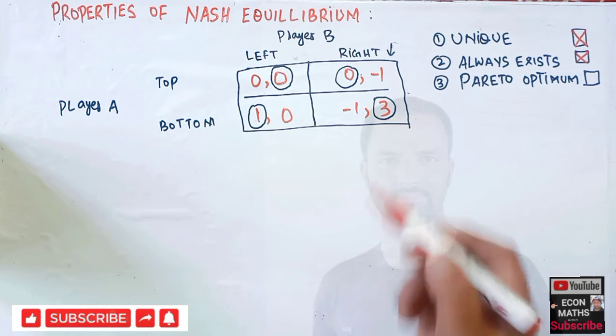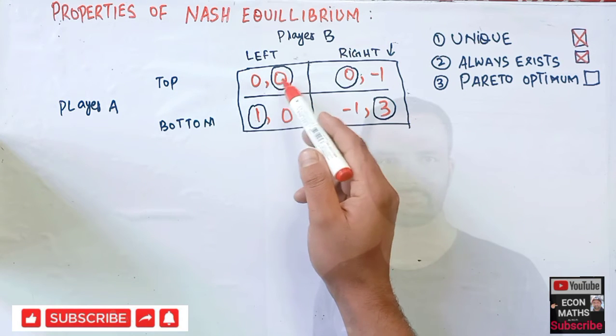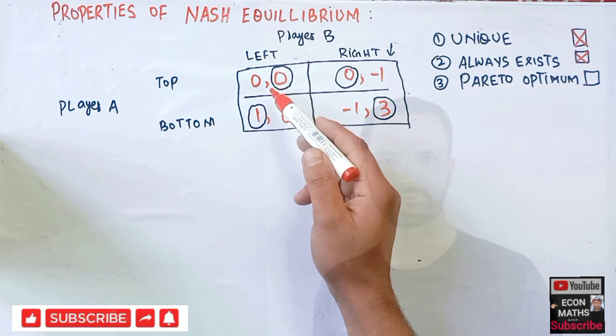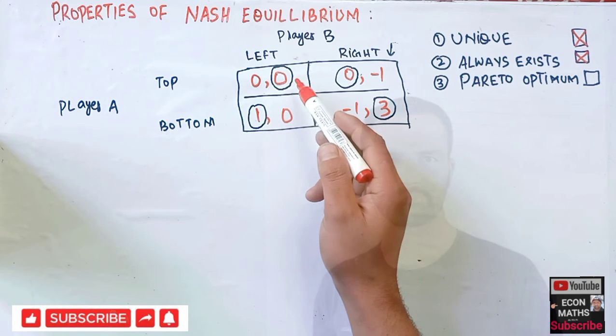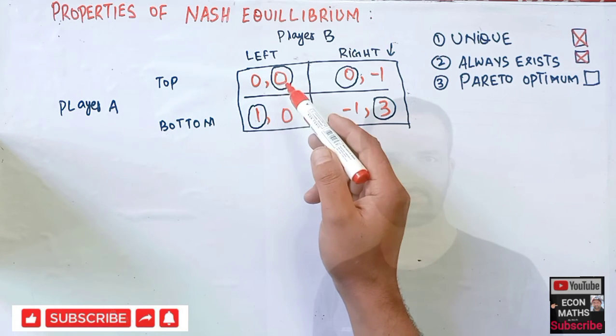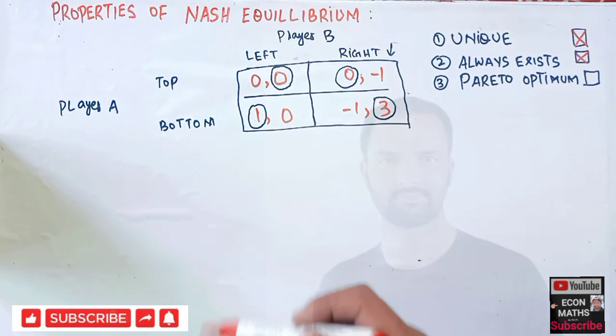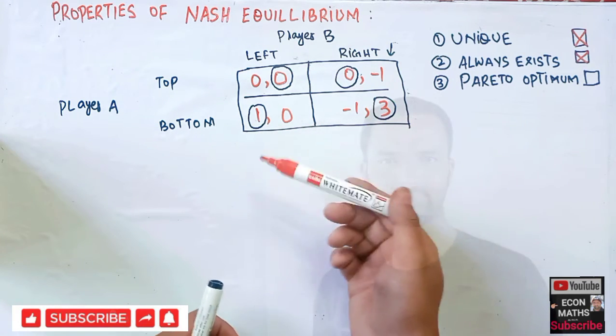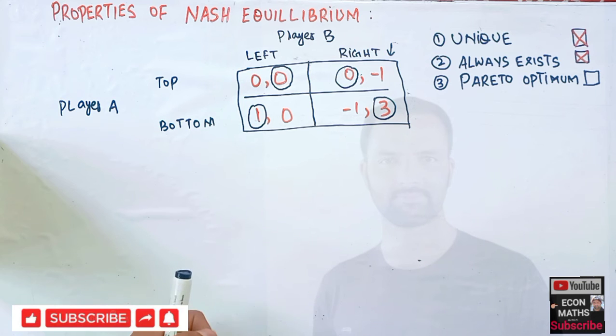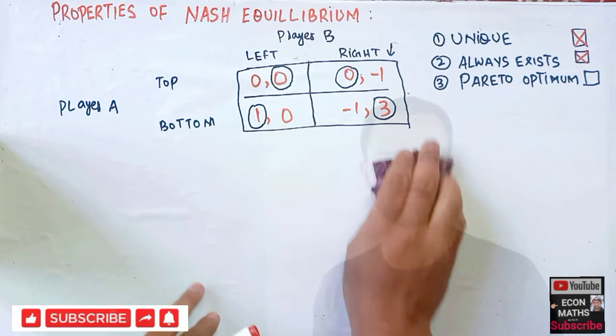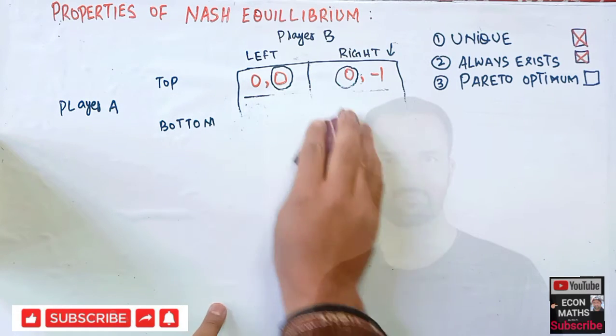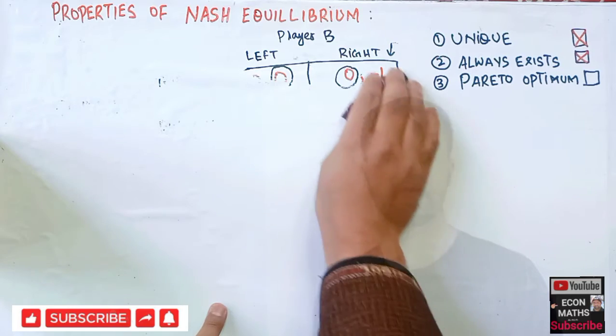And I have told you, if both the values in a cell were encircled, then we would have said that it exists. And here we can see only one of the values is encircled in a cell, and we can say that Nash equilibrium does not exist for this very game. Okay, so this was property second, and let us see property third, whether it is Pareto optimum or not.